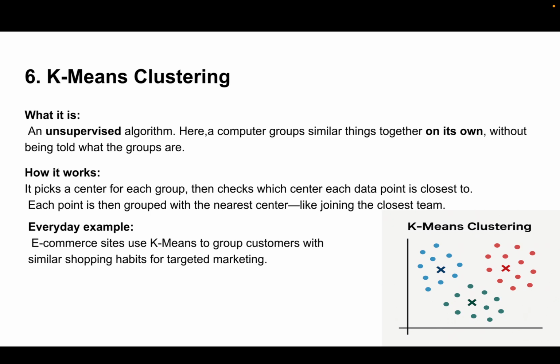Next, we have K-means clustering. It is an unsupervised algorithm. Here, a computer groups similar things together on its own, without being told what the groups are. So how does it work? It picks a center for each group, then checks which center each data point is the closest to. Each point is then grouped with the nearest center. It's like joining the closest team. Everyday example. E-commerce sites use K-means to group customers with similar shopping habits for targeted marketing.